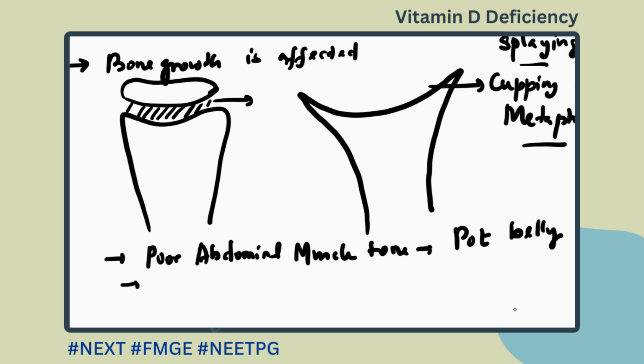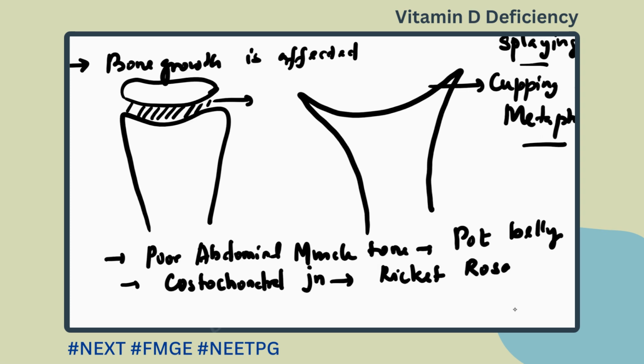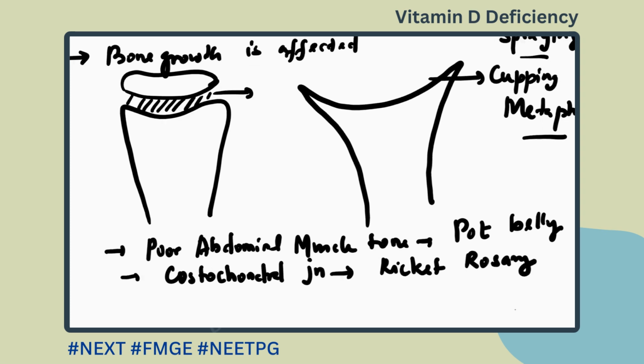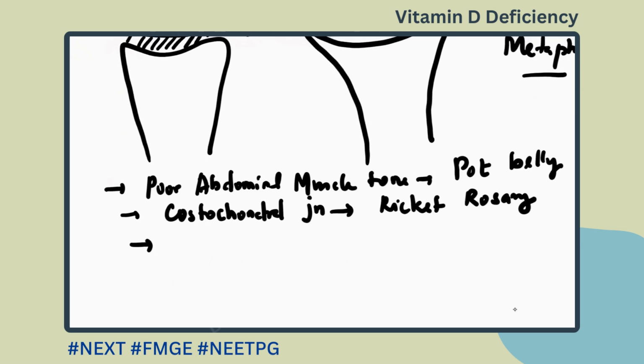There will be thickening of the costochondral junctions, resulting in rickety rosary. Because of the weak ribs, the pull of the diaphragm causes a sulcus below the costal margin, which is called Harrison's sulcus.